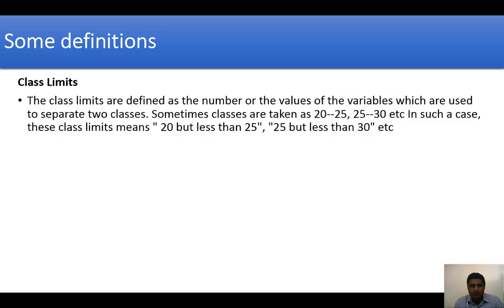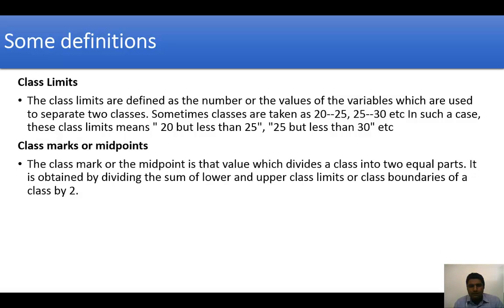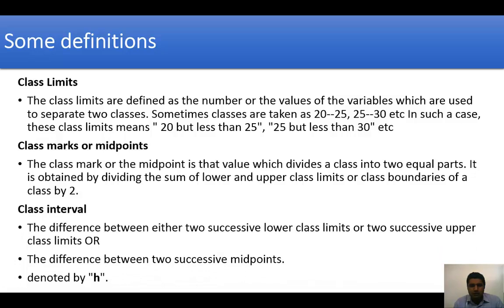What is a class limit? Well, we will construct classes, and each class starts from a number and ends at a certain number. The starting number will be known as the lower class limit, and the ending number will be known as the upper class limit. Class marks or midpoints: it is simply the average of two class limits. Class interval: it is the difference between two successive upper limits or two successive lower limits. It is denoted by small h.